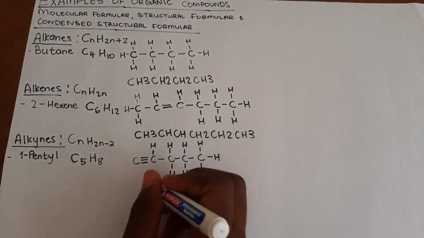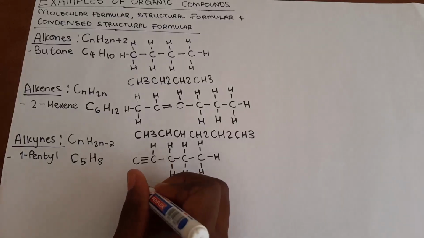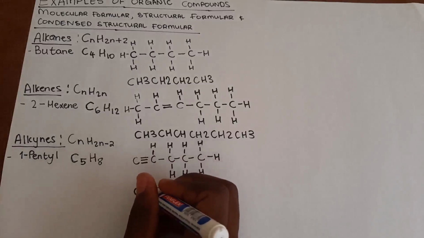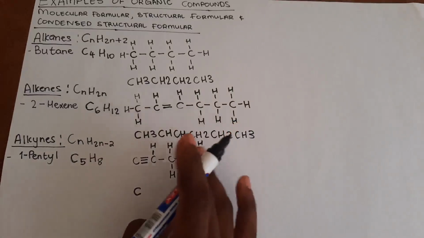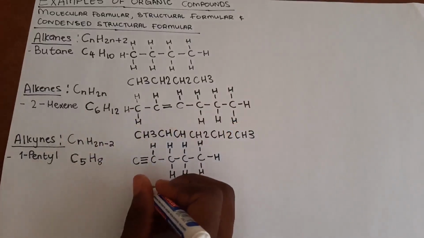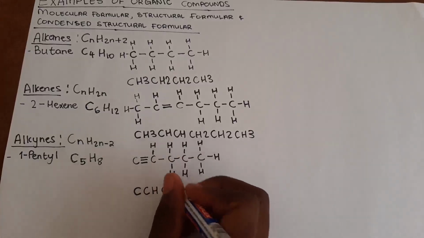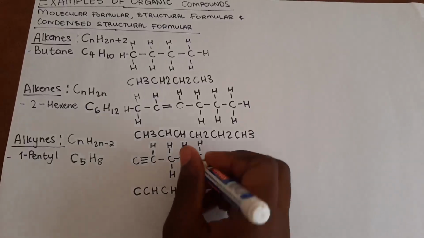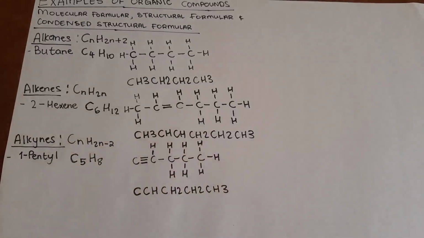Its condensed structural formula is going to be C, and that C is not bonding with any H. Then we have another C with only one H, then C with two H atoms, C with two H atoms, and C with three H atoms. So this is the condensed structural formula for 1-pentyne. I hope you get it.